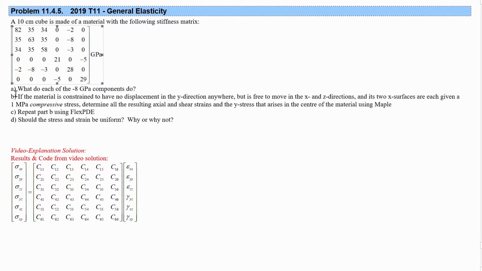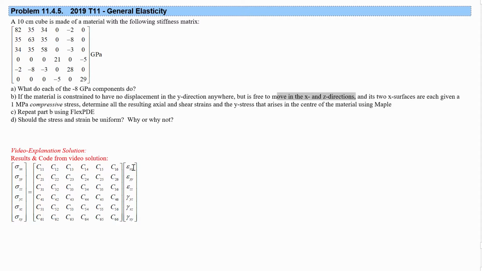So next up, if the material is constrained to have no displacement in the Y direction anywhere, which means no V component, V is equal to 0 in any one of the terms that are making up the derivatives that go into strains, but is free to move in the X and Z directions, and its two X surfaces are each given a compressive stress. So if it's free to move in X and Z, that means we are going to be allowing whatever displacements need to happen in X and Z.